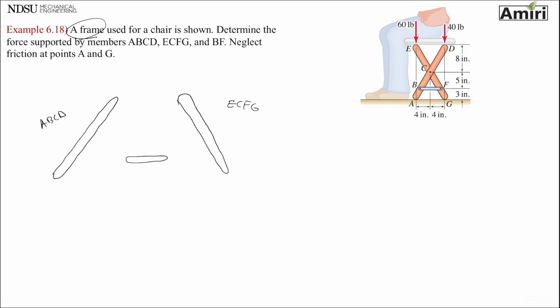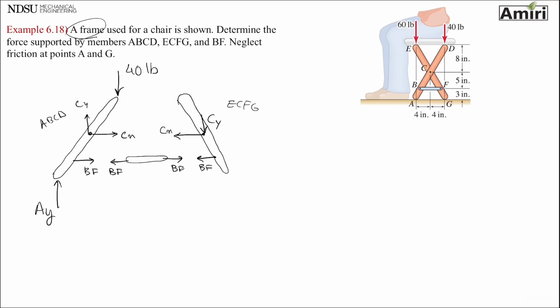All right, let's see. ABCD has a 40 on one side, has an AY on one side, it's just a smooth contact, has a BF going one way. Okay. Point C is a pin. The first one really doesn't matter which way you draw it, but the second one needs to be opposite direction. And the only thing that I see is 60 pounds. There you go. Oh, I missed point G, so GY over there.